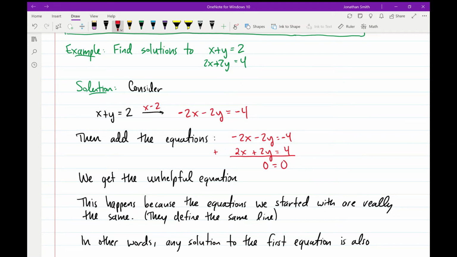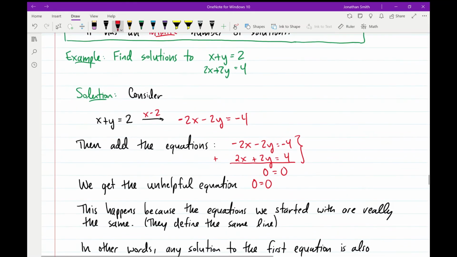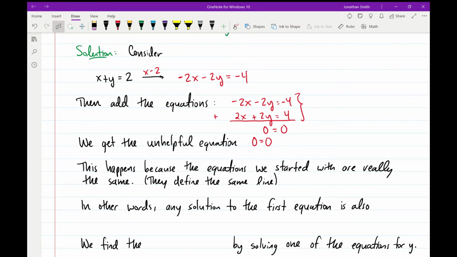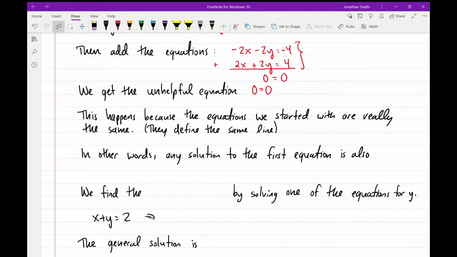So it's very similar to the last case, except this time the constants on the right-hand side of the equation end up adding to 0 instead. So we get this unhelpful equation that's always true: 0 is equal to 0. And this is happening because, kind of in disguise, the first equation in the system and the second equation in the system are really the same thing. So if you put them into your graphing calculator, they would both give you the same line. In other words, any solution to the first equation is also a solution to the second equation.